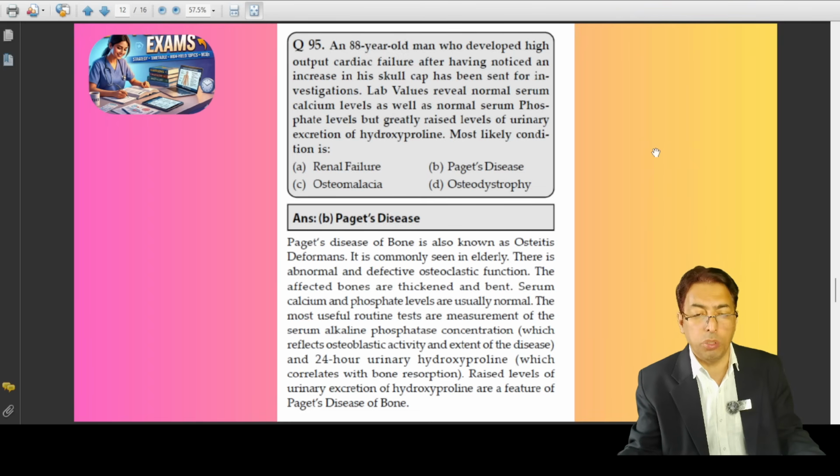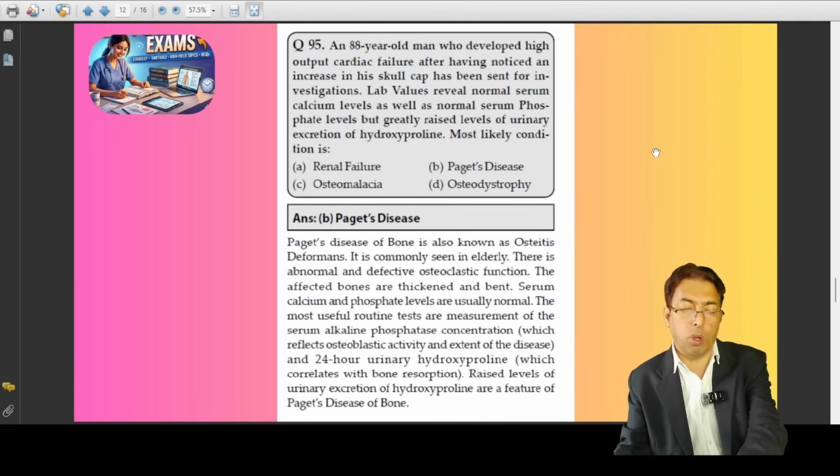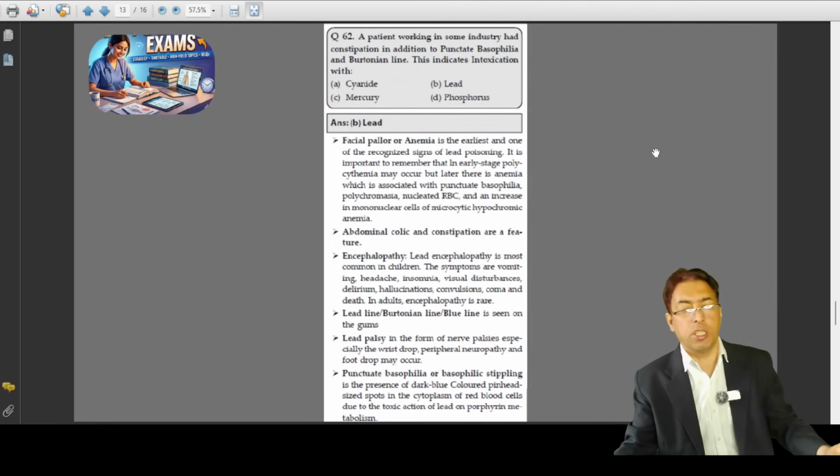And you have to remember these values: increased urinary excretion of hydroxyproline, which is a very, very important feature of Paget's disease of bone. There is a Paget's disease of nipple, there is the Paget's disease of vulva. Here we are concerned about the Paget's disease of the bone, which is characterized by a bony deformity and by overgrowth of the bones in certain cases, and it is also given the name osteitis deformans. So you have to remember this thing.